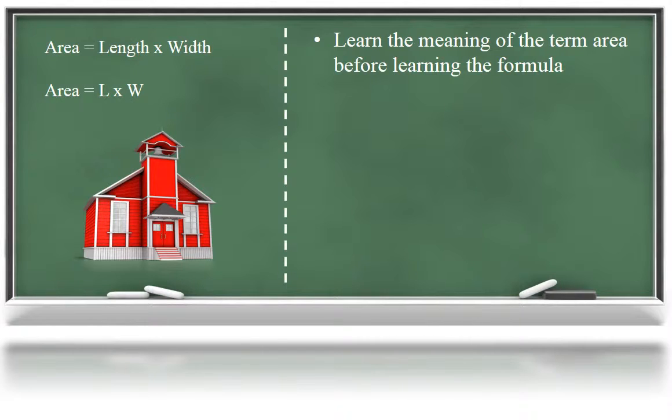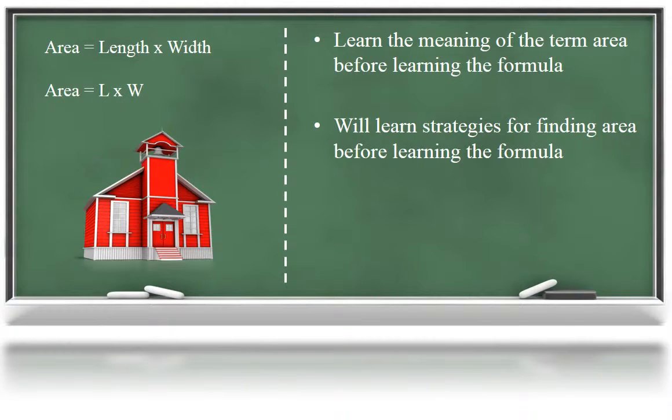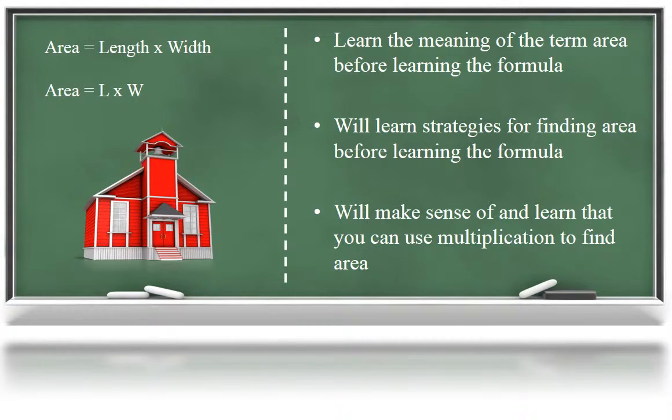Typically, when we learned how to find area, we were told the formula and applied it any time we needed to find area. Area equals length times width, or also known as area equals L times W. We may not have understood why using the formula worked. The 3rd graders are learning area conceptually by learning the meaning of the term area before learning the formula. We'll learn strategies for finding area before learning the formula, and we'll make sense of and learn that you can use multiplication to find area.